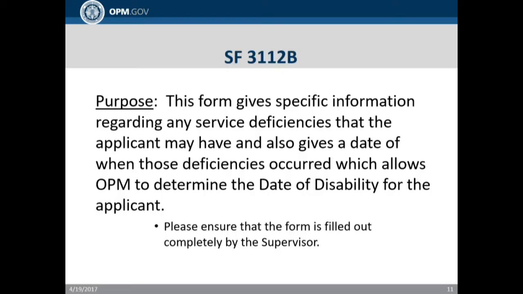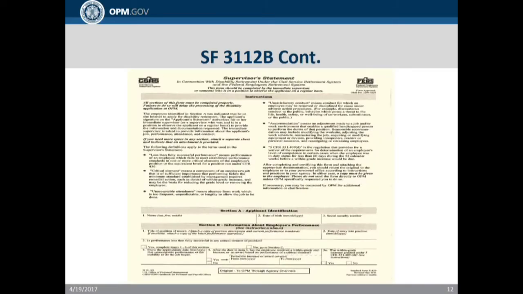Please be very detailed in explaining the deficiencies that you have observed and how they affect the applicant's performance. Also, if there is a conduct issue, please describe that in detail, because we need to be able to determine if their medical condition caused the conduct deficiency. And on this form, you will also describe any accommodation efforts and reassignments. And again, this is just an example of the actual SF 3112B form.